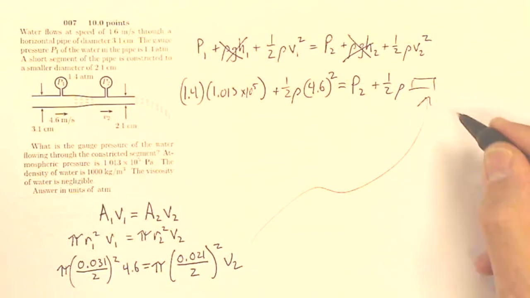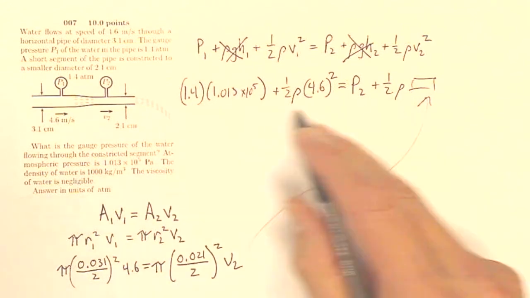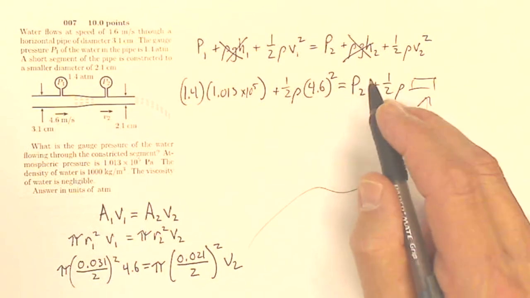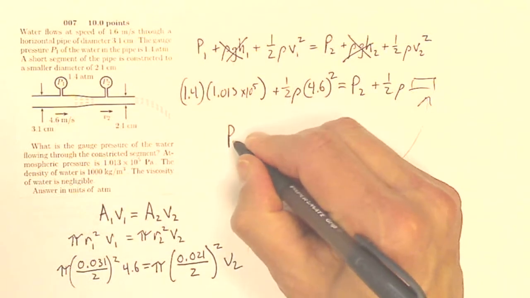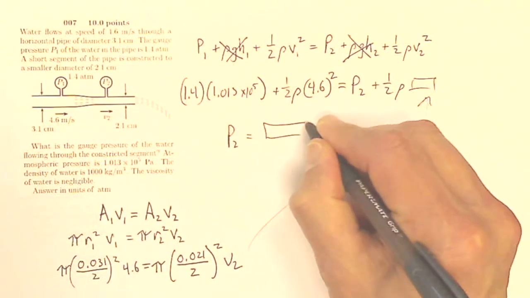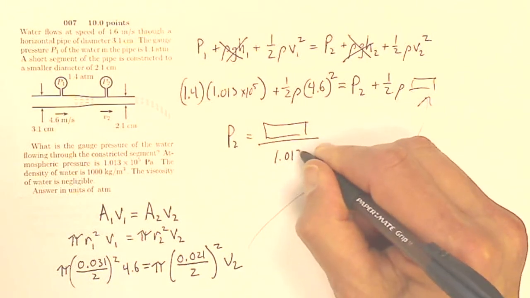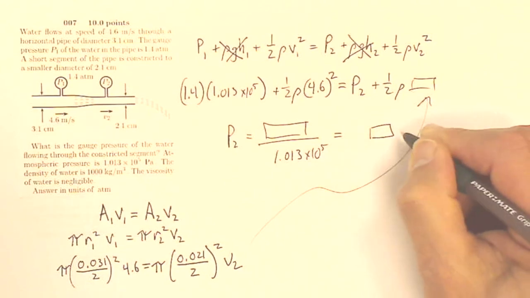So plug in the V2 there, plug in 1,000 for my density, and then you can take all of this and solve for P2. That will give you a P2 in pascals. It says answer in units of atmospheres. So when you get a P2 in pascals, make sure to divide it by 1.013 times 10 to the 5th to give you an answer in atmospheres.